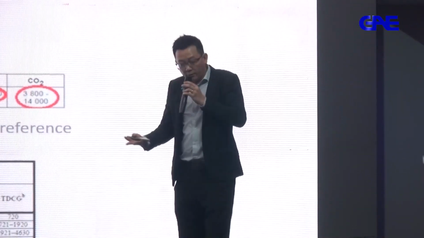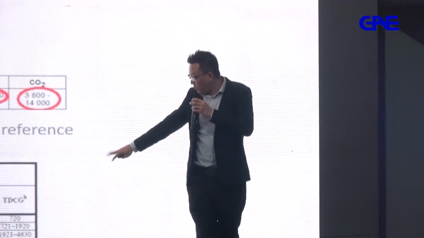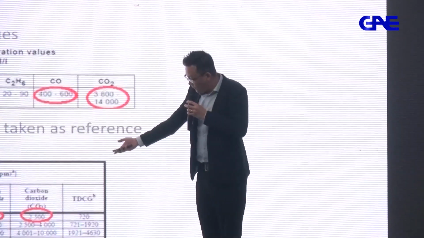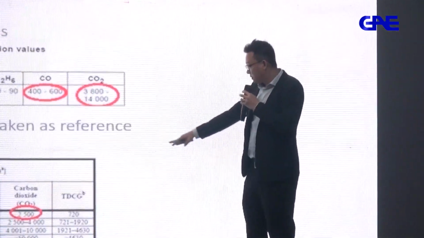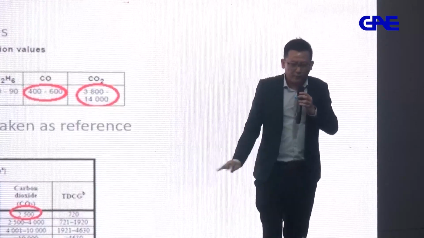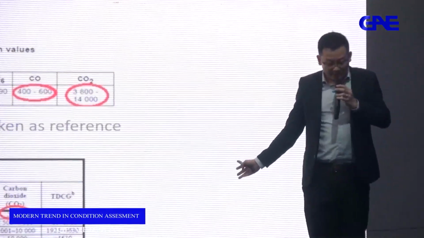But in general, we'll talk about the condition where you see that carbon monoxide is 350 for a healthy, normal operating transformer, then you're supposed to see around 2,500 ppm of carbon dioxide. Okay?